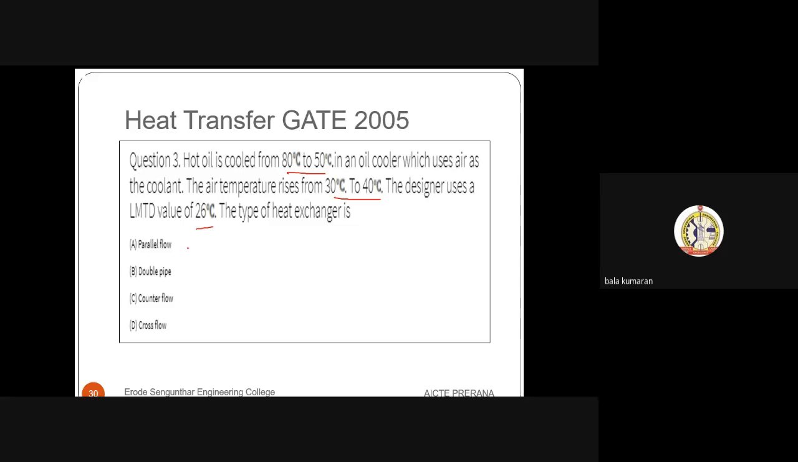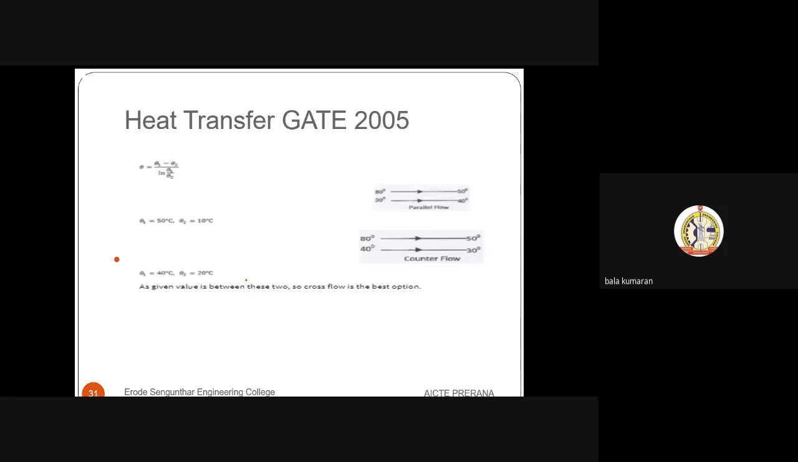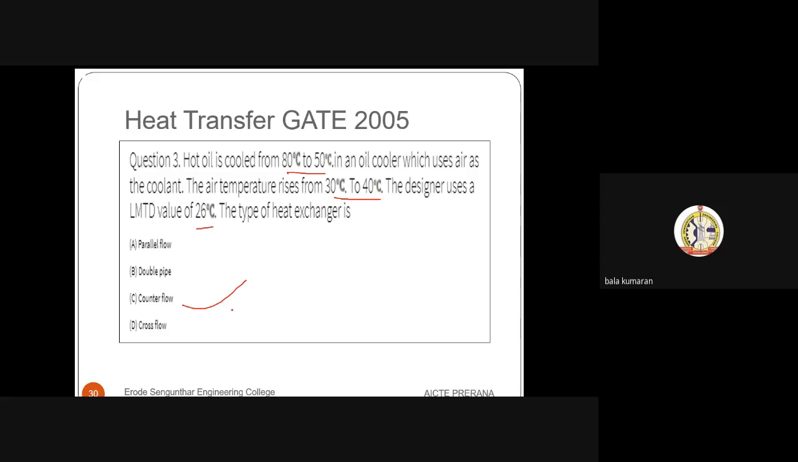They ask you to find the heat exchanger. For this, a simple thing is counterflow is the answer. I think so. If not, sorry. Not counterflow. The answer is cross flow.